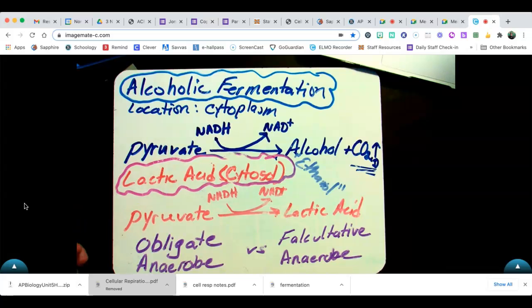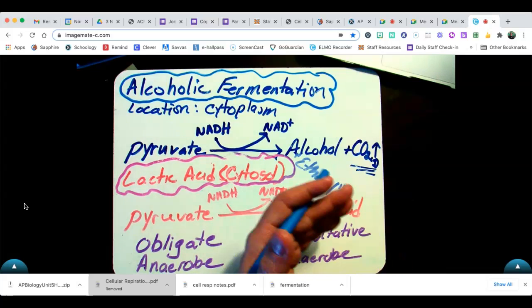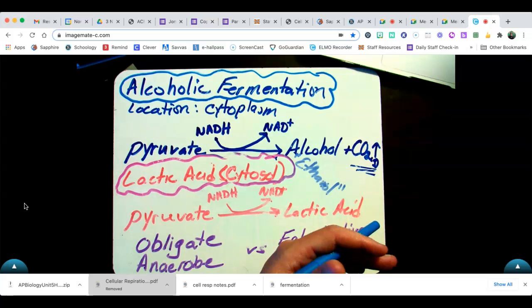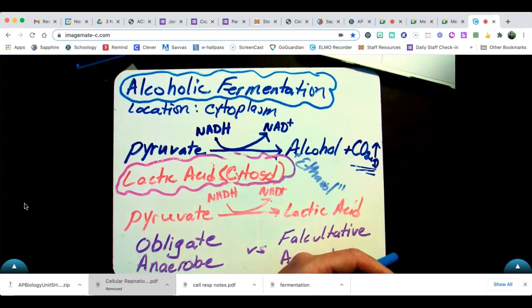For example, our animal cells, during a strenuous workout, will convert over to lactic acid fermentation when oxygen is being depleted. And ultimately, that's what leads to the burning sensation in our muscles during a high-intensity long workout, such as if you're doing weight training or running a long-distance marathon. You get that burning sensation in the muscles.